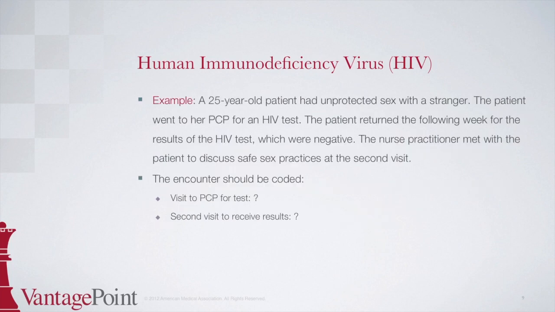Now I'd like you to try an HIV coding example for ICD-10. We have a 25-year-old patient who had unprotected sex with a stranger. The patient went to her PCP for an HIV test. The patient returned the following week for the results of the HIV test, which were negative. The nurse practitioner met with the patient to discuss safe sex practices at the second visit. What would the coding be for the visit for the HIV test? How about the follow-up visit? Please pause the webinar to complete this example and then hit play to continue and learn the answer.